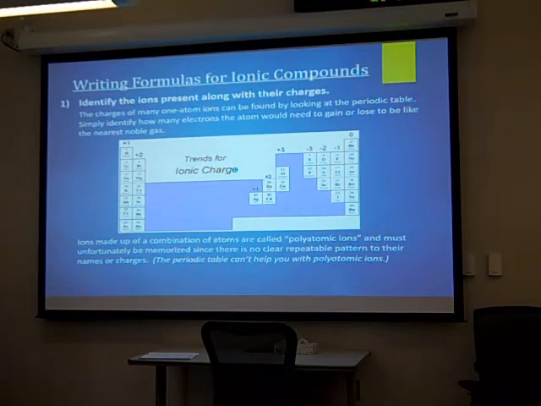Acetate, which is C2H3O2 minus. Nitrate, NO3 with a minus 1 charge. Chlorate, ClO3 with a minus 1 charge.